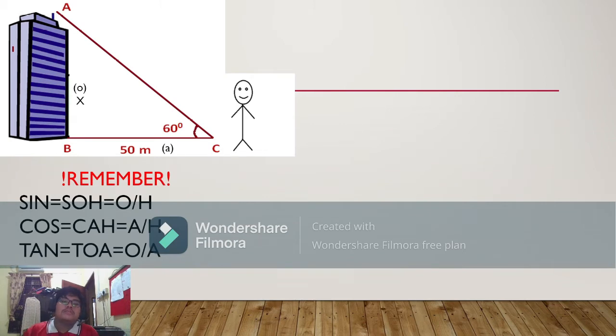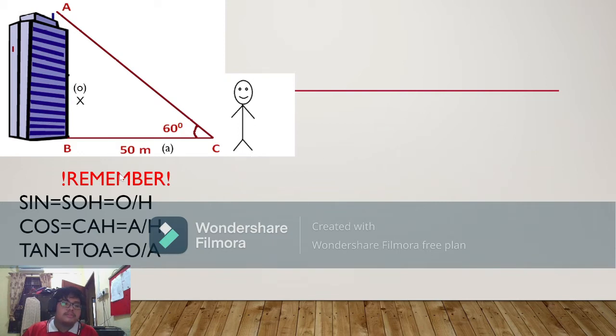We want to settle this man's problem. He wants to know the height of the building without using the hard method, but using an easy method like the geometry method. Excuse me, the trigonometry method.